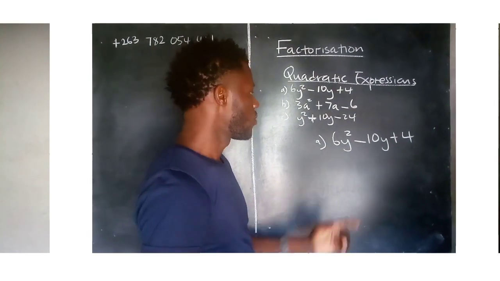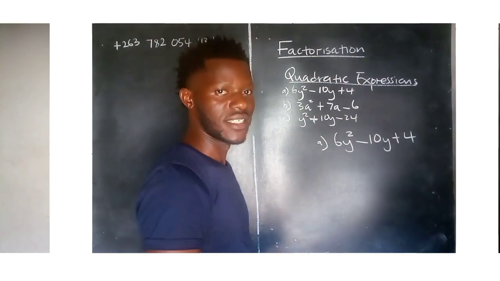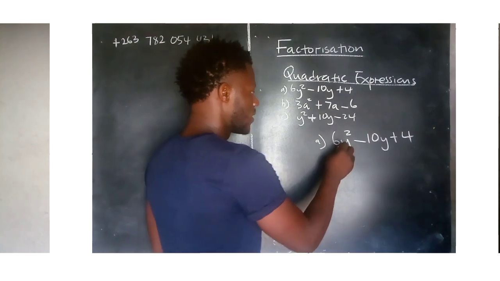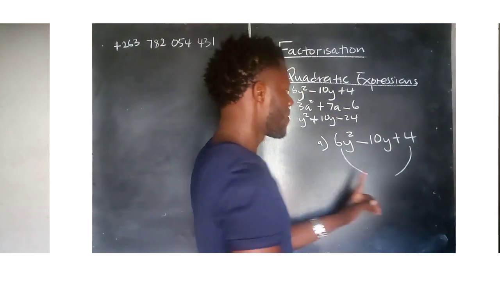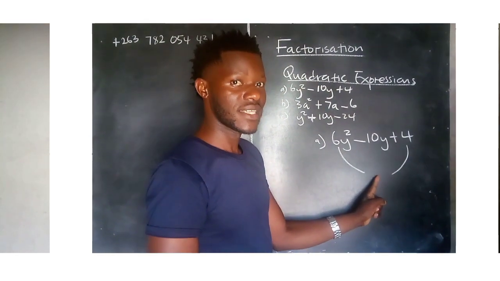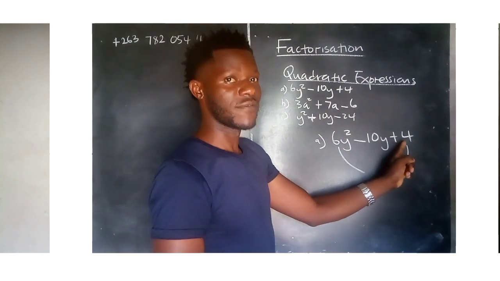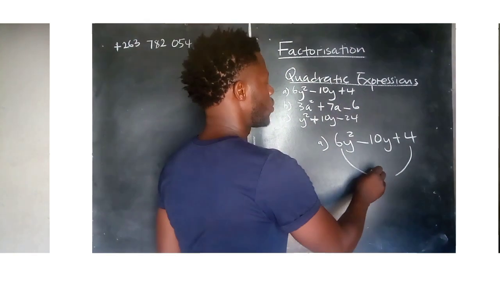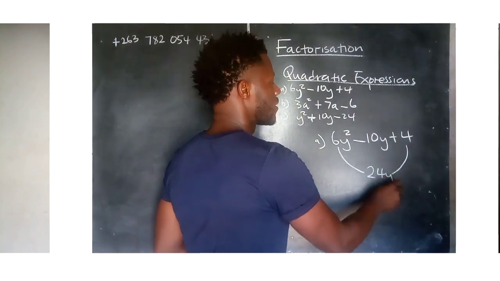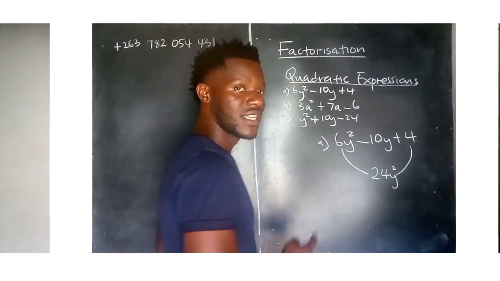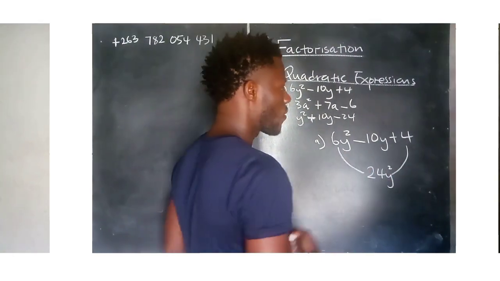As usual, you multiply the first and last terms to get the product. Remember, the product will always take the sign of the C value. It's 6y squared times positive 4, so we get positive 24y squared. Now, we want to list all the factors of 24y squared.